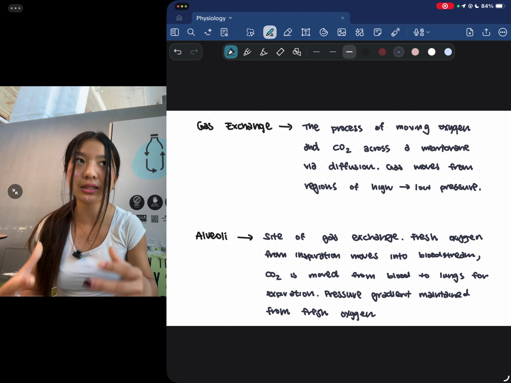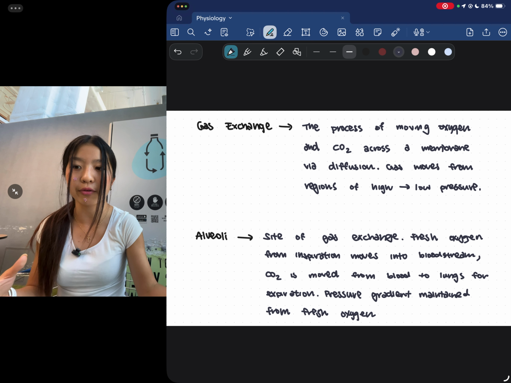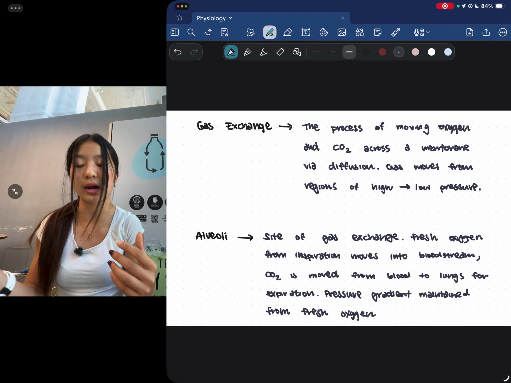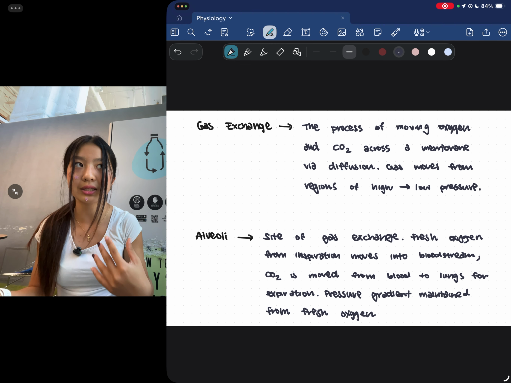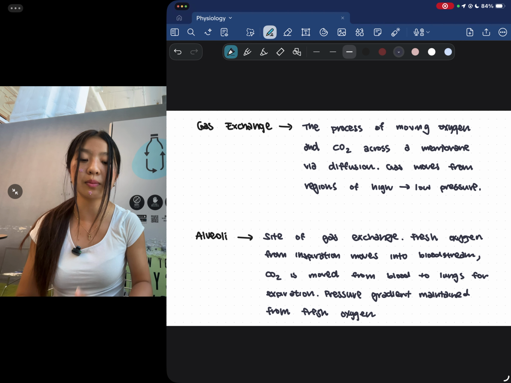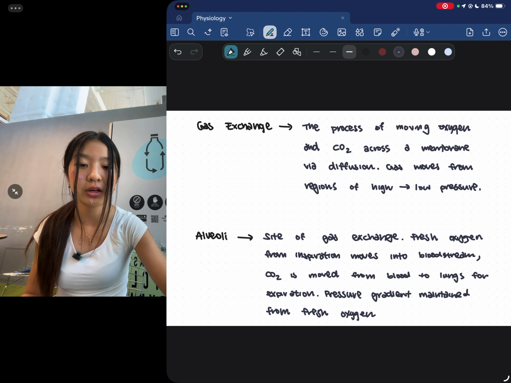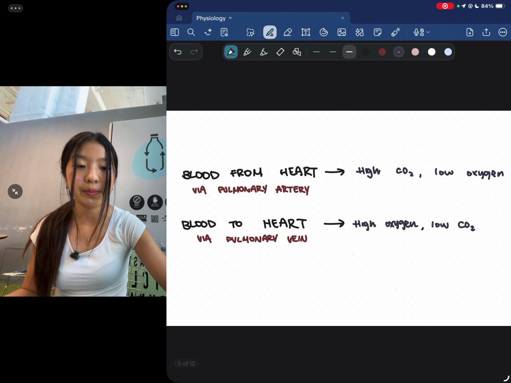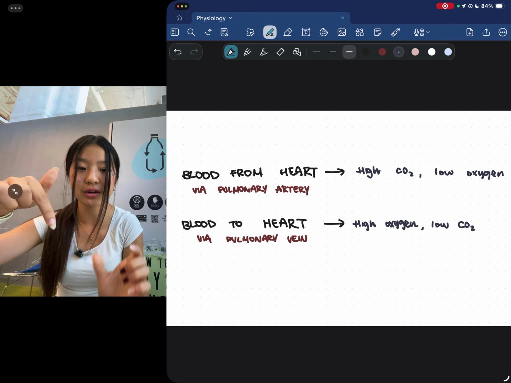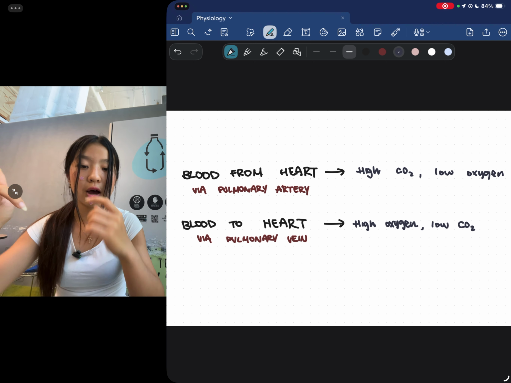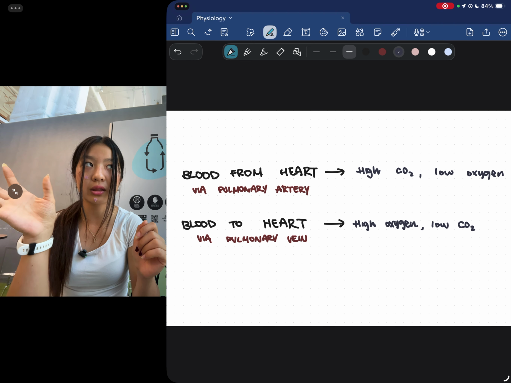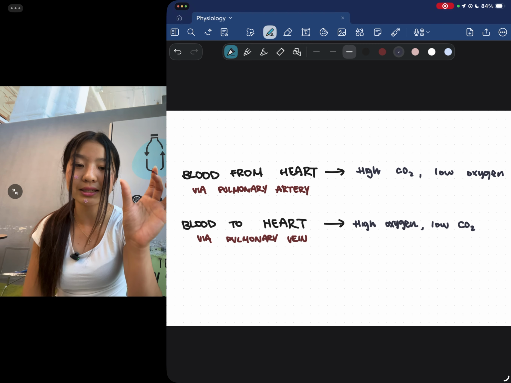Whereas because there is lots of carbon dioxide coming back from the bloodstream from the heart, the carbon dioxide is moved from the blood to the lungs for expiration, because when you're inhaling, there's less carbon dioxide, and then when you exhale, there's more carbon dioxide. This pressure gradient is maintained from fresh oxygen. So if we go back here, the blood from the heart is high in carbon dioxide, so the carbon dioxide diffuses into the area of low carbon dioxide and it's exhaled out. There's low oxygen in the blood and high oxygen from inspiration. So when you breathe, the oxygen goes back into the bloodstream where there's less oxygen.